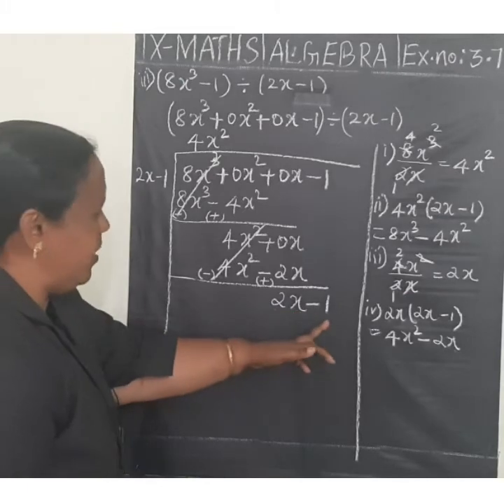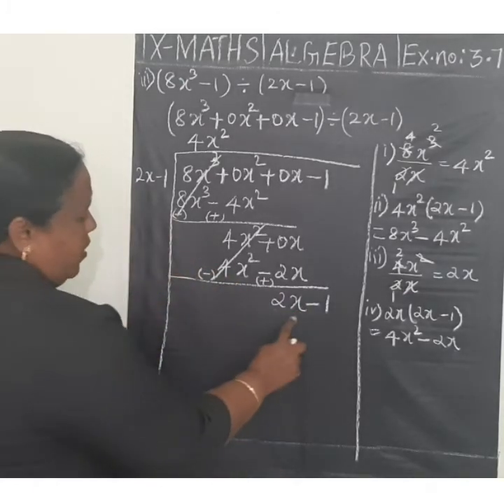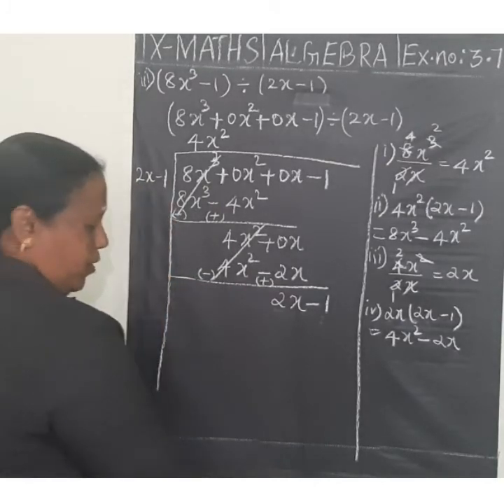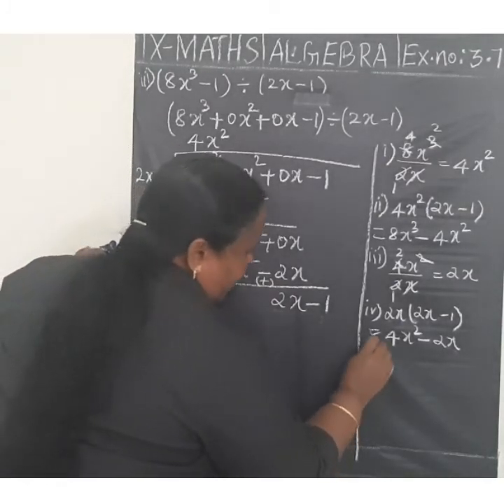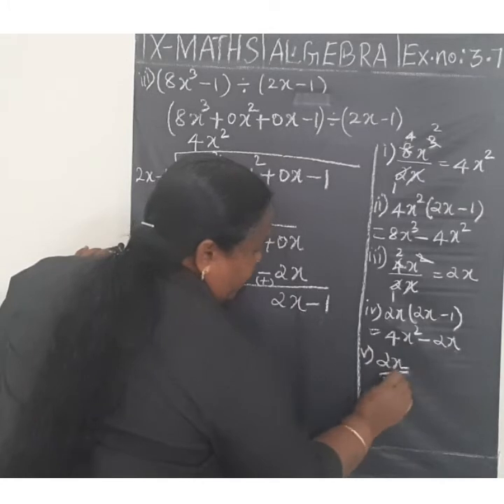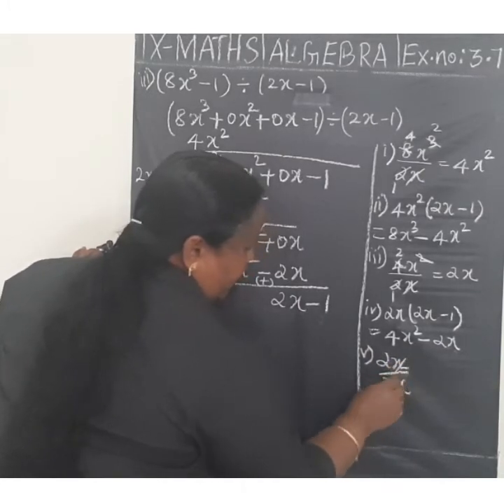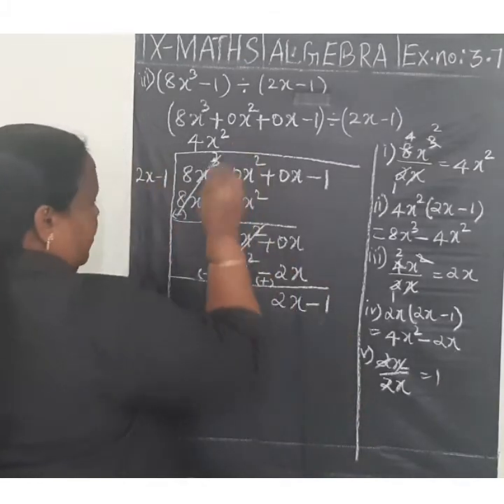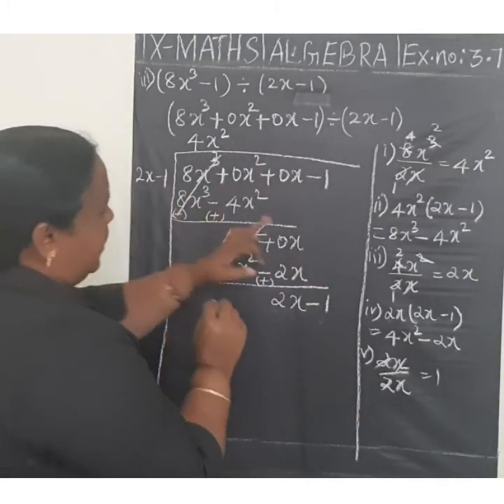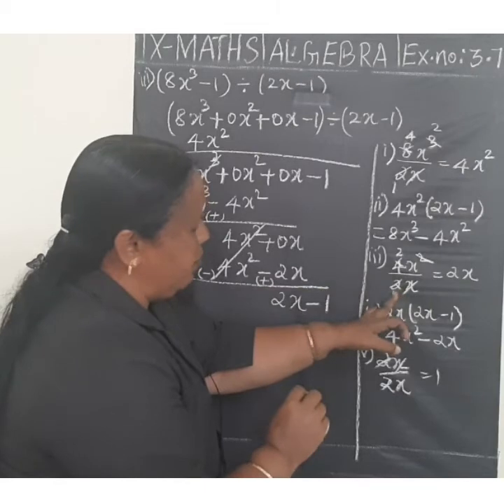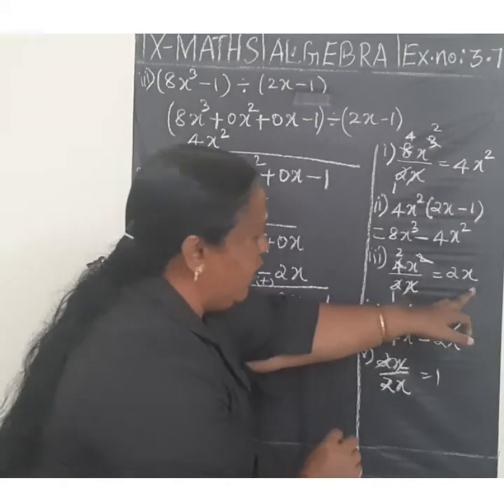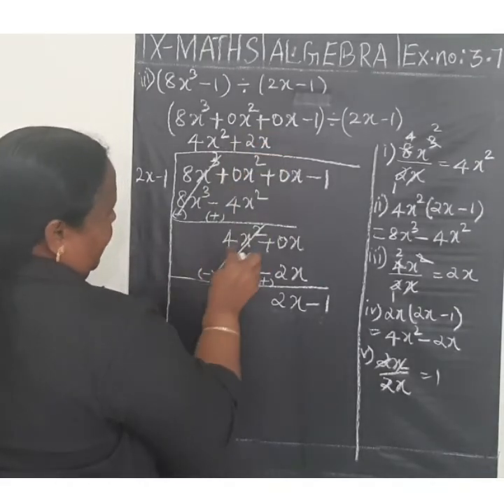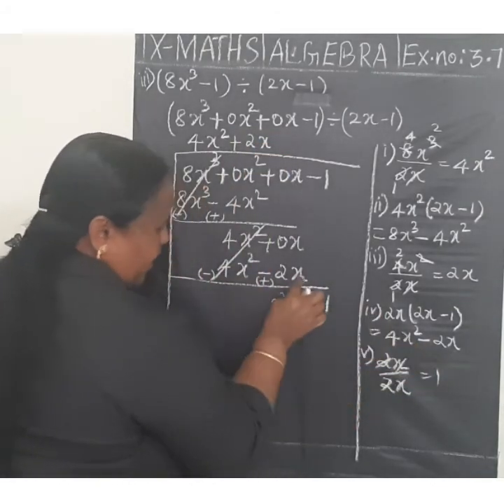So 2x minus 1. So in this 2x minus 1, the first term is 2x. The divisor first term is 2x. So we have to divide it next. 2x divided by 2x. X will get cancelled, 2 will get cancelled. So equal to 1. So the third step here, 4x square by 2x when we are dividing we got 2x. That 2x we have to write it here plus 2x. Then only we have to multiply it and then we have to write these terms.